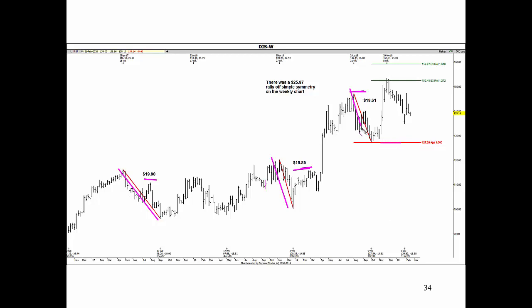This decline was very similar to the others. It was not a perfect hit, but it was close enough as far as support. It held, and it met target number 1. That was a rally of $25.87. And again, pretty much based off of simple symmetry.